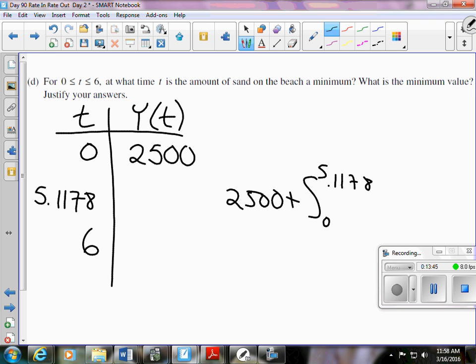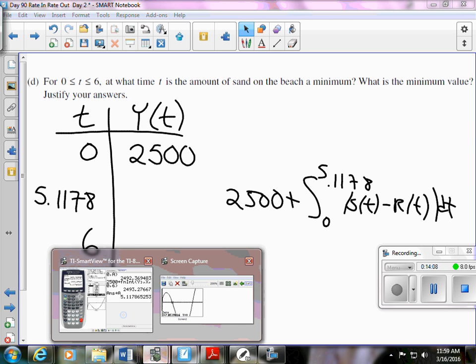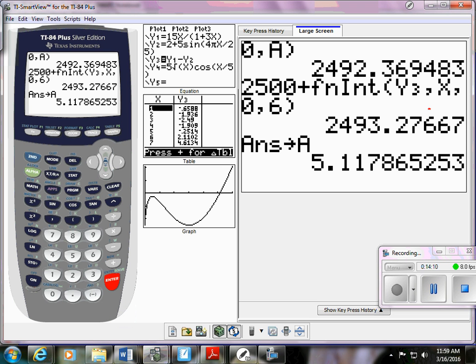In this one, we have to integrate rate in minus rate out to get the change. So I'm writing S of t minus R of t. It is E of t minus L, but I'm going to use the names that they gave. That's my work that I'm showing. I just got to get the answer now, and I go to the calculator for that. So on the calculator, you just go back. I'm just bringing it back.